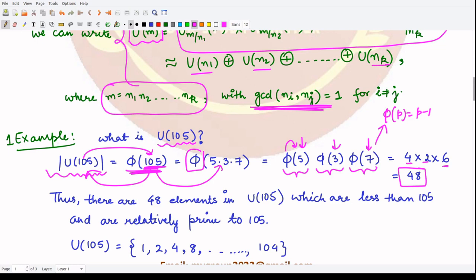Now it is quite lengthy for me to list all the elements of U(105) which are present in this group.